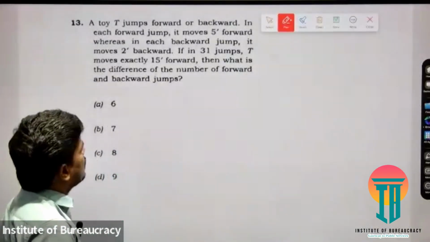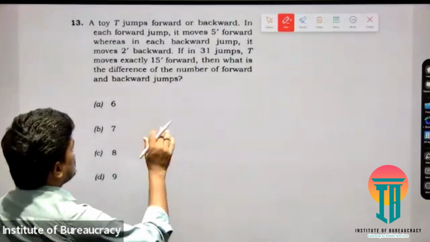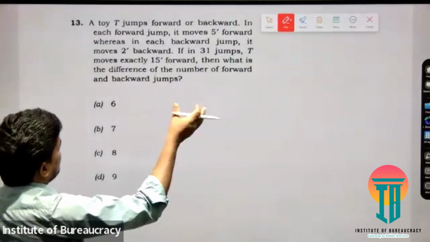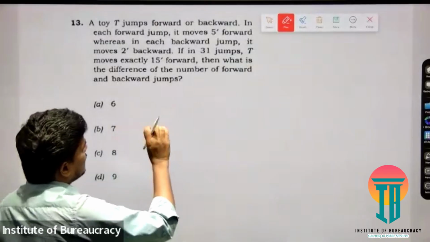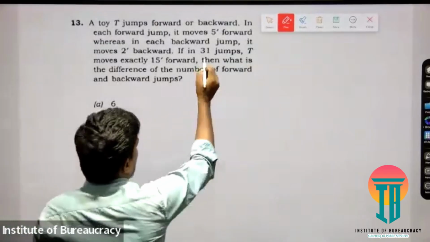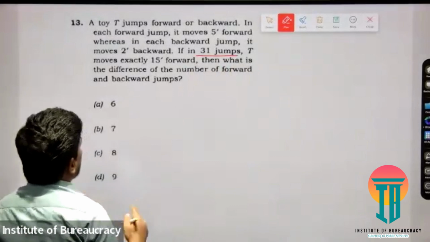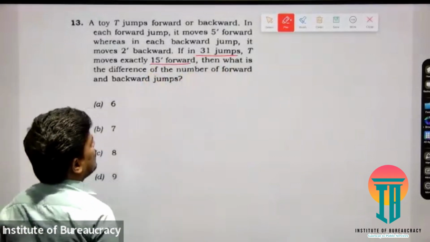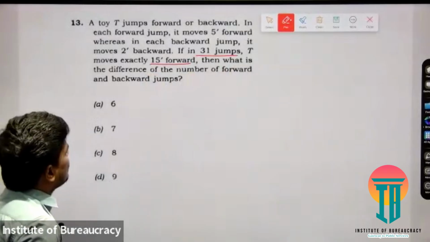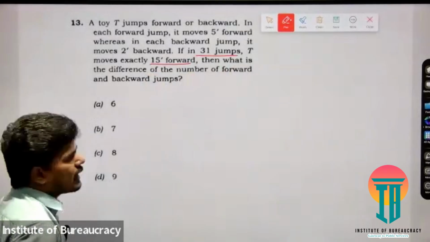A toy jumps forward or backward. In each forward jump, it moves 5 inches forward, whereas in each backward jump, it moves 2 inches backward. If it makes 31 jumps in total, it moves exactly 15 inches forward. Total gain is 15 inches forward. Then what is the difference of the number of forward and backward jumps?